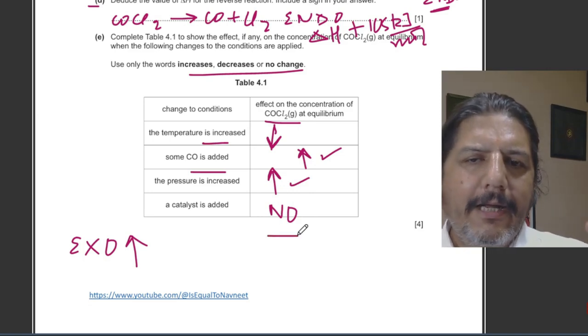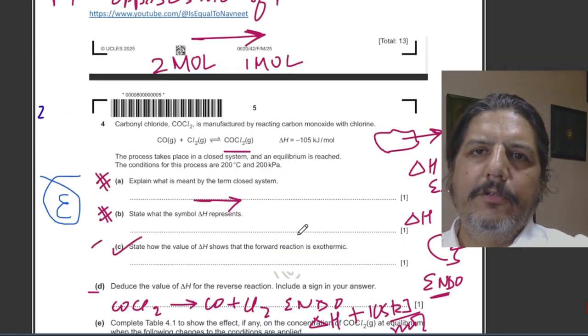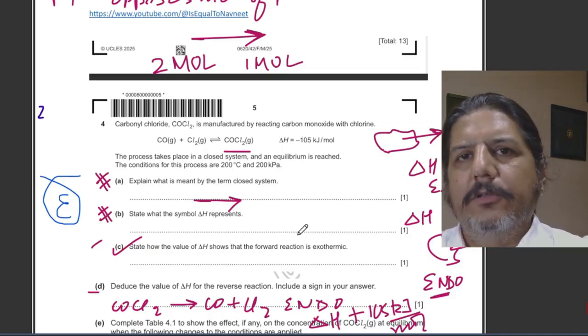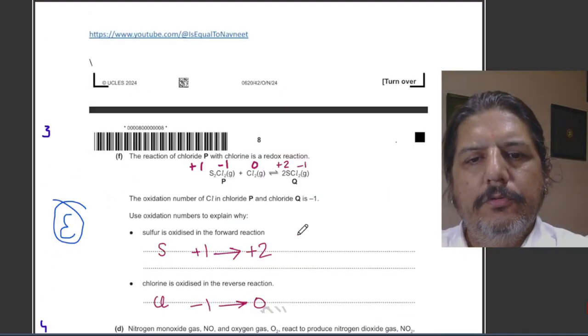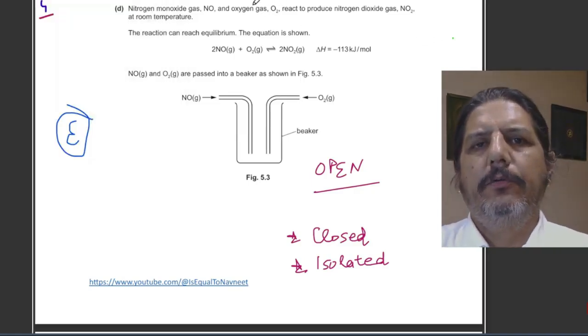Now, a catalyst has no effect on the concentration. It just has an effect on the rate of reaction. Always remember this. The equilibrium is reached quickly. That's it. No effect on the concentration of either the products or the reactants. So next question.